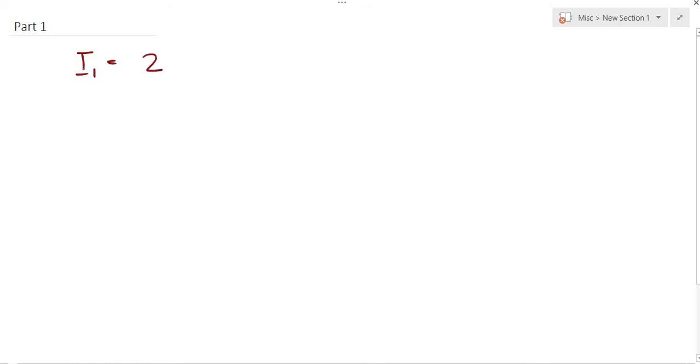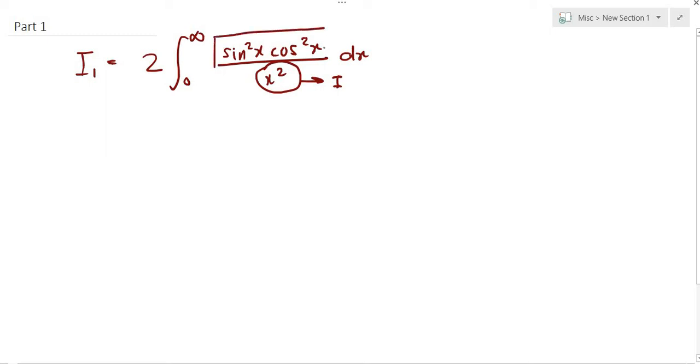I1 is basically 2 times the integral from 0 to infinity of sine squared of x times cosine squared of x divided by x squared dx. So naturally we want to reduce the power of x from 2 to 1. So again, like the last time, we'll integrate this bit and we'll want to differentiate this bit. But I would like to take the derivative of the numerator a little skillfully, so I would like to use my rough space page again.